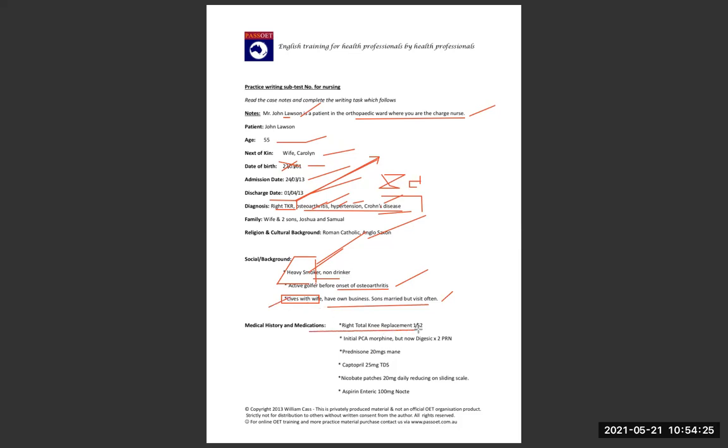Medical history and medications. Total knee replacement 1 week ago. That obviously I can understand has been done 1 week ago. So that has been given, right. Initial PCA morphine, but now analgesic. So these were the medications that were being given to the patient. Corticosteroids were given. Captopril was given for the blood pressure maybe. Nicobit patches were given for the smoking. Aspirin was given maybe for the pain.